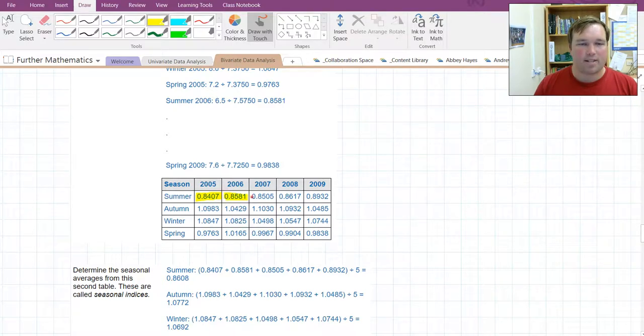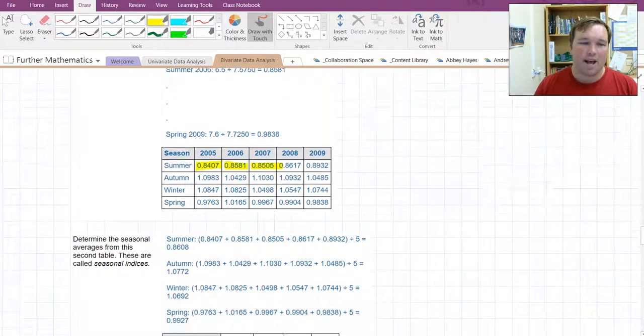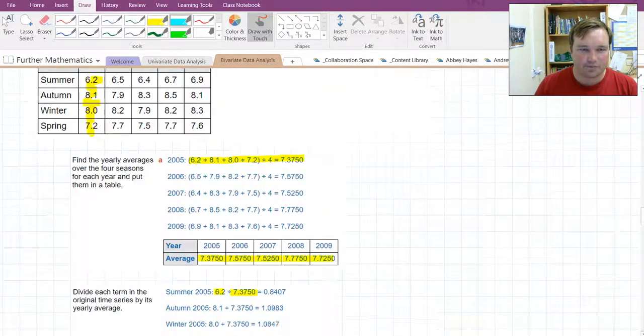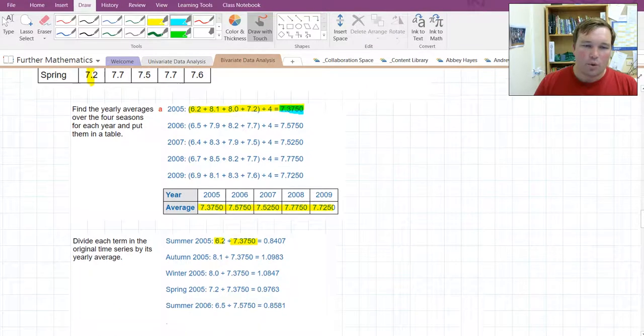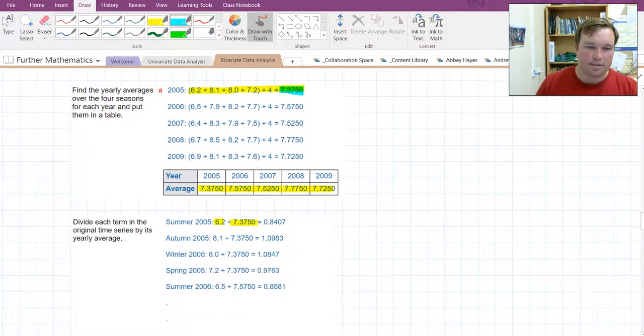Seasonal indice for summer 2006, seasonal indice for summer 2007, and then we take the average of the seasonal indices to determine the overall seasonal index. Go through that again because it was slightly convoluted. Alright, so what we do is we find the average for 2005. Average for 2005 is 7.37. We then take summer of 2005, divide it by that to get this number 0.84. And we do this for every single data term. That divided by that to get this, etc.